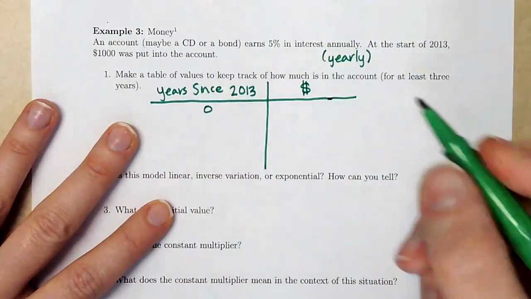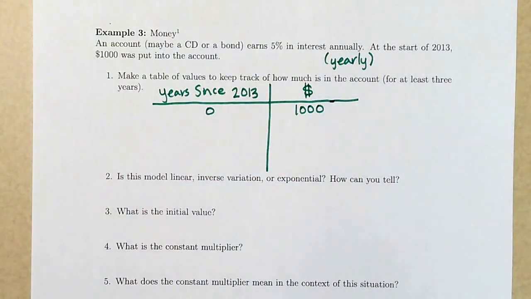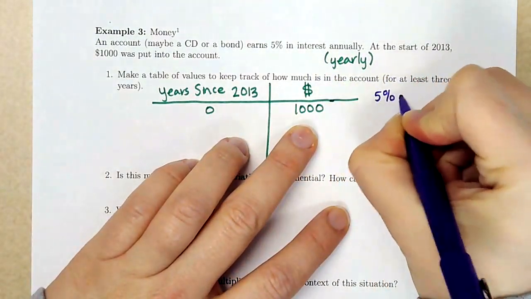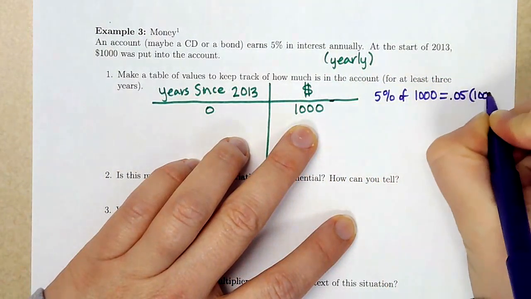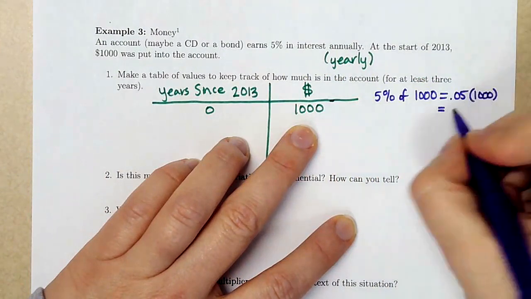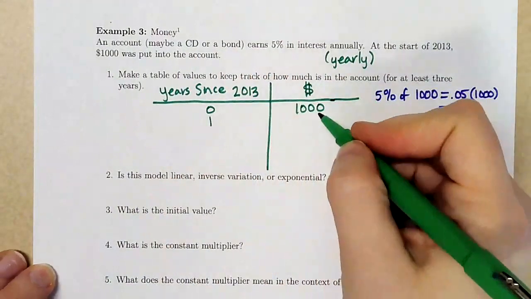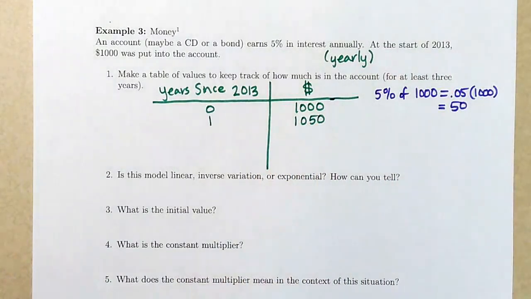So in 2013, we start with $1,000 in the account. And then to compute the next one, I would do something of the sort. 5% of $1,000 is equal to 0.05 times 1,000, which is equal to 50 bucks. So that's how much it went up for the next year. So in 2014, you start with $1,050. I had to add that to it.